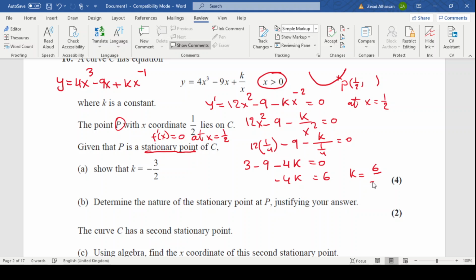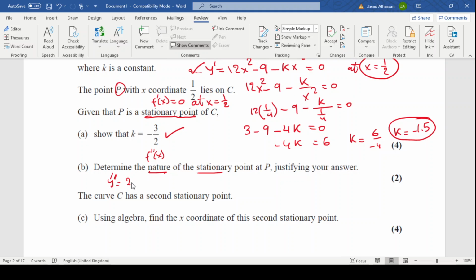That is your first differentiation. Of course, we'll substitute the value of k, negative 3 over 2. So the second differentiation will be 24x, the minus 9 is gone, minus 3 over 2. That's a positive 3 over 2.